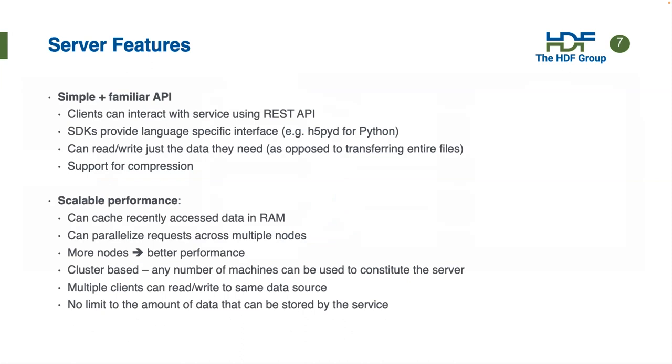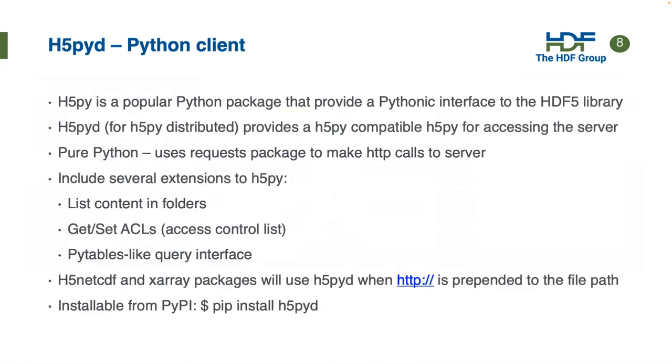So these are different features: REST API, read-write support, multi-reader, multi-writer, and a cache, which we'll talk about later. And the idea then is as we increase the number of these nodes, we'll get better performance. And the containers can either be on one machine with Docker or on multiple machines with Kubernetes. For compatibility, we have H5PyD, which is a Python client that's based upon h5py. So the same API, but rather than talk to a library, it invokes REST requests to the server. And there's some extensions to h5py for features that are available in the server, but aren't yet available in the library.